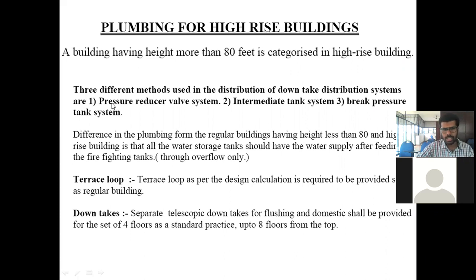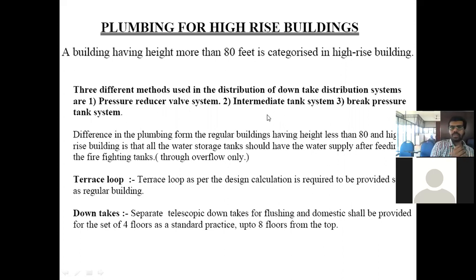So the three different methods used in the downtake distribution system are: one, pressure reducer valve system, intermediate tank system, and break pressure tank system. So these are the three methods used in distribution of downtake distribution. Downtake means the riser pipe, the vertical pipe from the overhead tank.